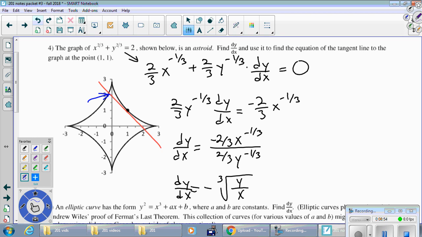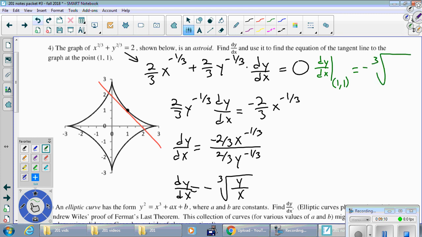Okay, so we're going to plug in x and y into dy dx. In fact, I'm going to not write that part. I'm just going to write 1 comma 1. And this means we're plugging in 1 for x and 1 for y. So negative cube root of y over x, 1 over 1. The cube root of 1 is just 1, so negative 1 is the slope. That was what we guessed looking at the red tangent line over there.